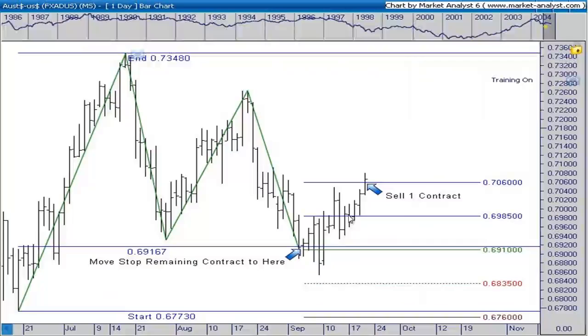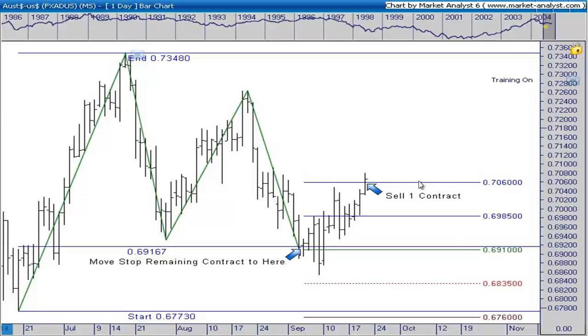Okay, so the market did go higher. It hit the second target at 70.60. It's at this level that we sell our second third of our position. In this case, we had 3 Australian dollar contracts in the currency market, and we would be selling one of them here. So we sold one at 69.85. Now we sell another one at 70.60.